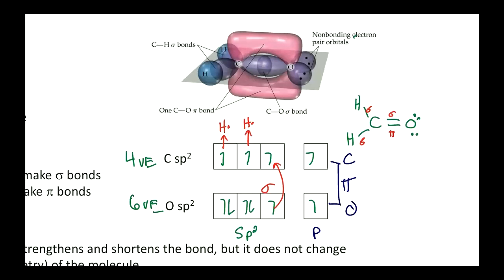Actually, I didn't keep track of all the electrons. What electrons did I not say yet? The ones on oxygen. What are those? What are these paired electrons? Those are the lone pairs on oxygen.